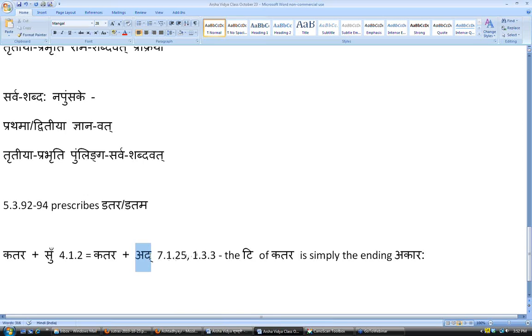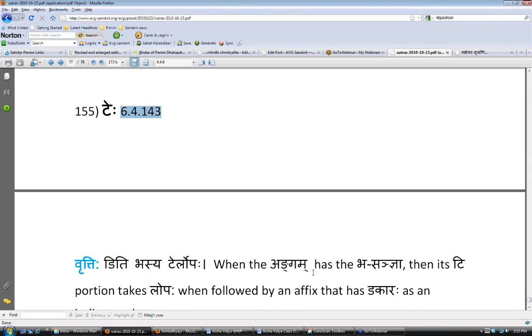Sarvanamasthana Sanjna applies only when Shi follows, Sarvanamasthanam. It's a neuter Pratipadikam, so only Shi is Sarvanamasthanam. So this Ad does not have Sarvanamasthana Sanjna. It is an Ajadi Pratyaya, so by Yachi Bham, Katara gets the Bha Sanjna. If the Angam has Bha Sanjna, and the Pratyaya has this D as an It, in that case the T portion of the Angam takes Lopa. So, Diti Bhasya Te Lopaha.